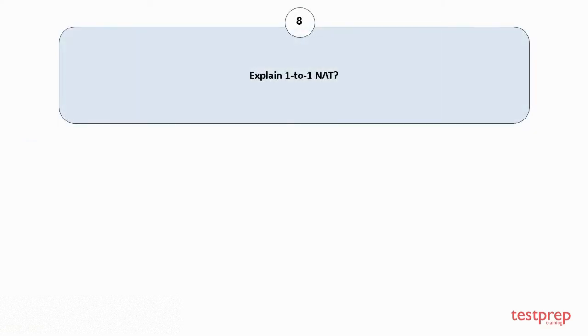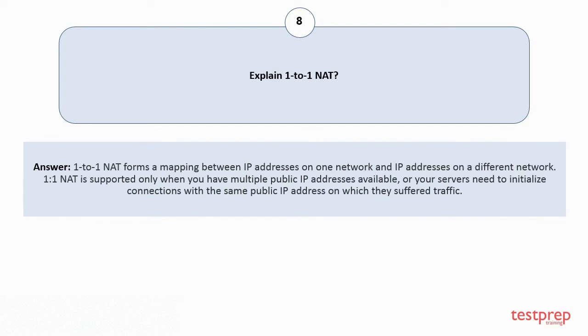Question number 8, explain one-to-one NAT. Your answer is: one-to-one NAT forms a mapping between IP addresses on one network and IP addresses on a different network. One-to-one NAT is supported only when you have multiple public IP addresses available, or your servers need to initiate connections with the same IP address on which they receive traffic.